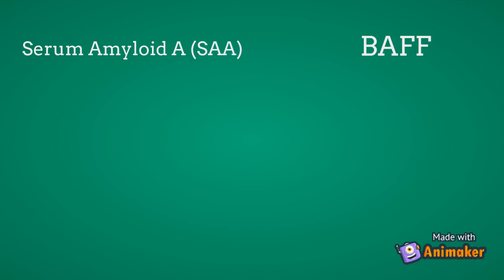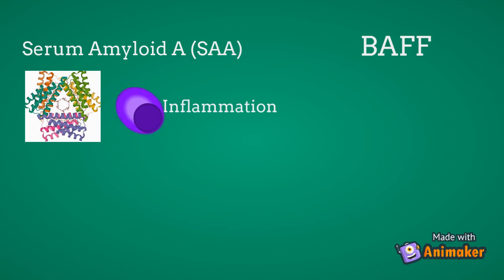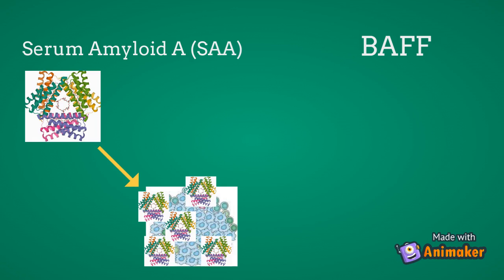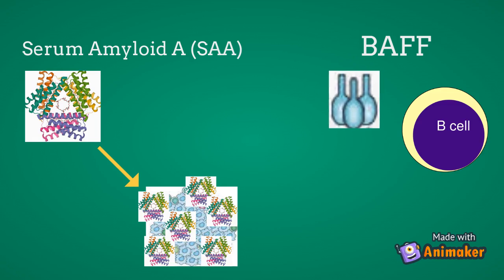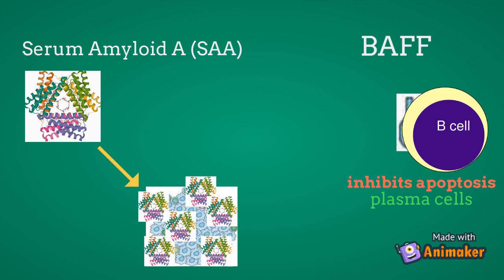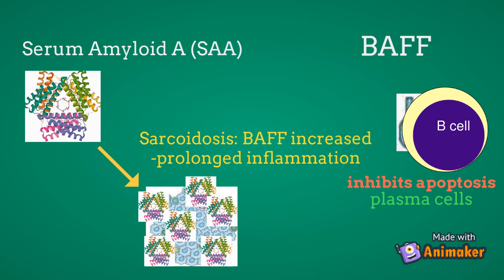Serum amyloid A are proteins normally used to transport immune cells to inflammatory sites, but in sarcoidosis is seen to accumulate within granulomas. BAFF is a cell survival signal found in sarcoidosis that binds B-cell membrane receptors, inhibits apoptosis, and stimulates the differentiation of B cells into plasma cells. BAFF levels are seen to be increased in sarcoidosis patients, which contributes to the prolonged state of inflammation.